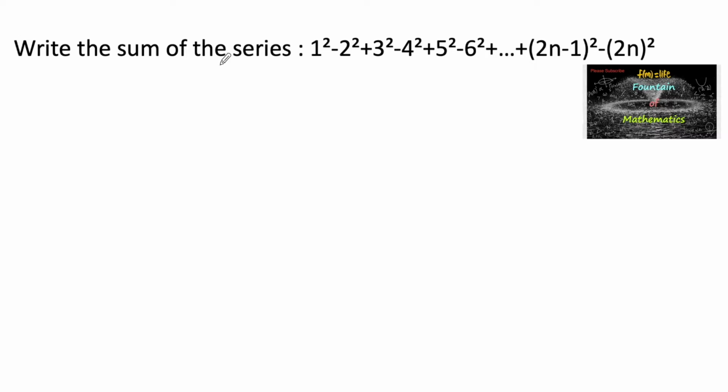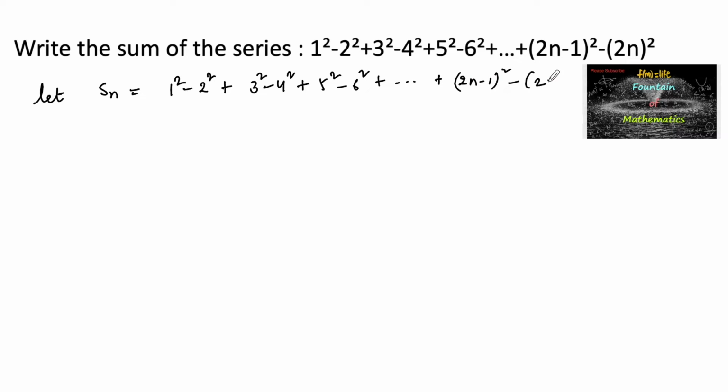Write the sum of the series 1 square minus 2 square plus 3 square minus 4 square plus 5 square minus 6 square plus and so on, 2n minus 1 whole square minus 2n whole square. Let us write the sum as Sn is equal to 1 square minus 2 square plus 3 square minus 4 square plus 5 square minus 6 square and so on, 2n minus 1 whole square minus 2n whole square.